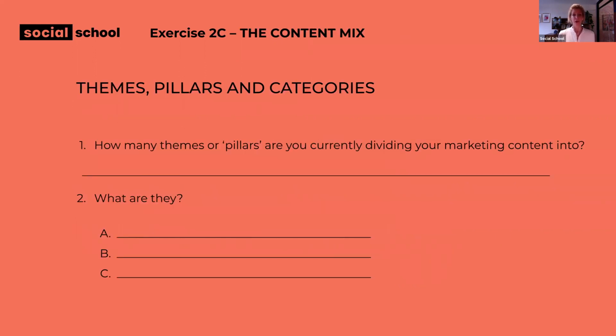And let's have a throwdown here. The content mix: your themes, pillars, and categories. This is your chance to really hone in on what those are. How many have you got? How many are you currently using, or does everything feel promotional? Are you only posting from the trade show floor and really losing people as you go?